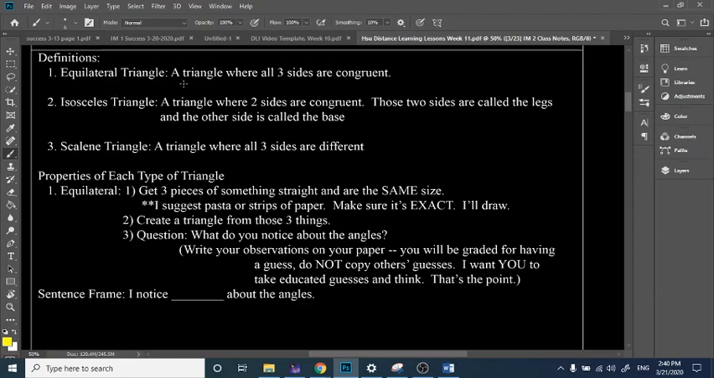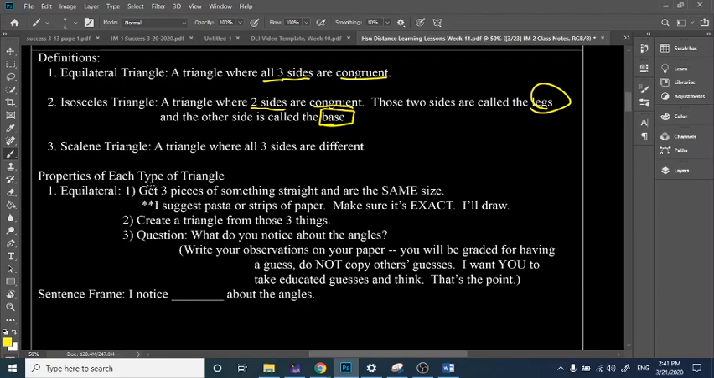Okay, so an equilateral triangle is one where all 3 sides are congruent. So 3 sides congruent. This is pronounced isosceles. So yes, say that with me. Isosceles. It's a Greek word. That's why it sounds kind of strange. So that's where 2 sides are congruent. The 2 congruent ones are called legs, and the other one is called the base. Scalene, that just means everything's different. So there's nothing special about it. All the sides do not match.